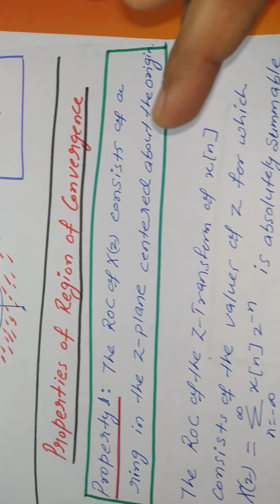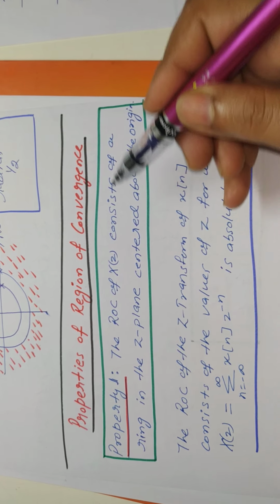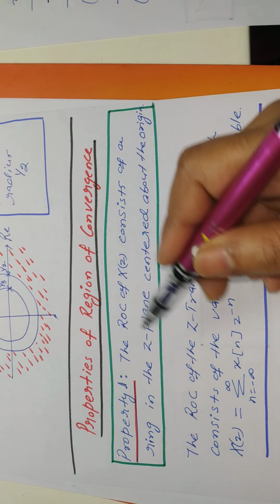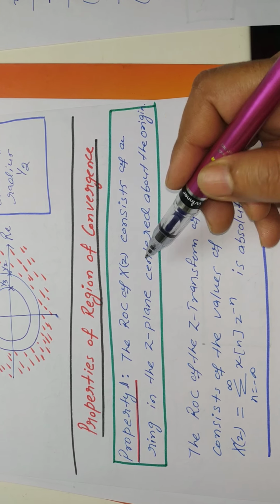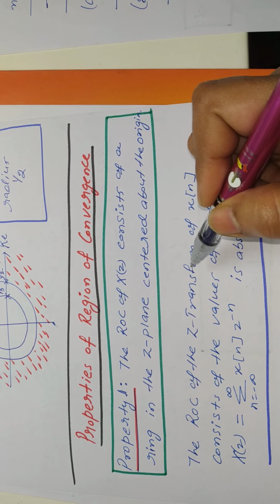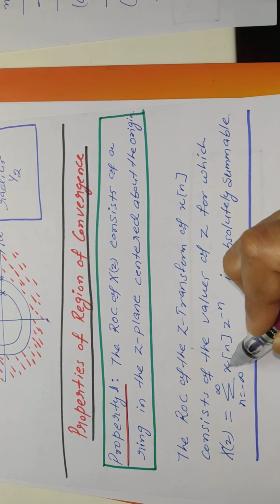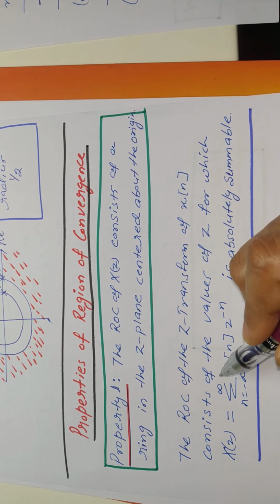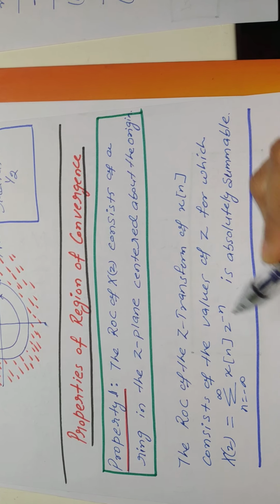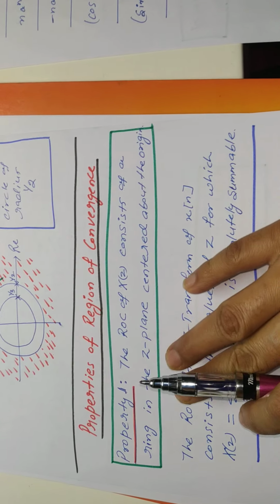Now coming to another part, which is the properties of region of convergence. The first property: the ROC of X(z) consists of a ring in the z plane centered about the origin. That will always be there. The ROC is nothing but a ring centered about the origin. The z transform is given by X(z) equals summation n from minus infinity to infinity of x[n] z to the power minus n, and this should be absolutely summable. That is what we have already studied. So this is the first property of the region of convergence.